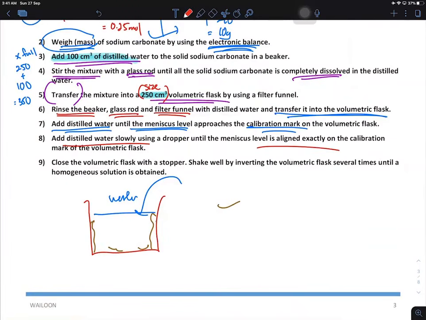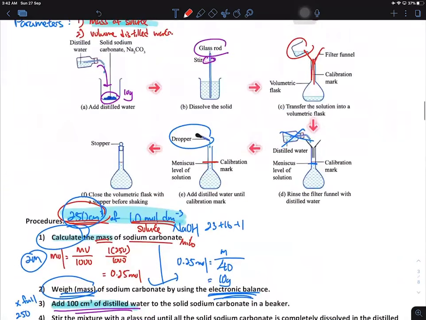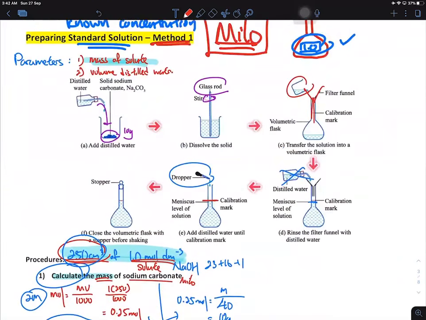In the end, close the bottle, invert the volumetric flask. Invert means I will show you in the class, okay? Several times until a homogeneous solution is obtained. These are the points that you got to write down, okay? Nothing can be skipped here. Homogeneous solution means a nicely mixed solution. So this is how you bungkus a Milo into a bottle.